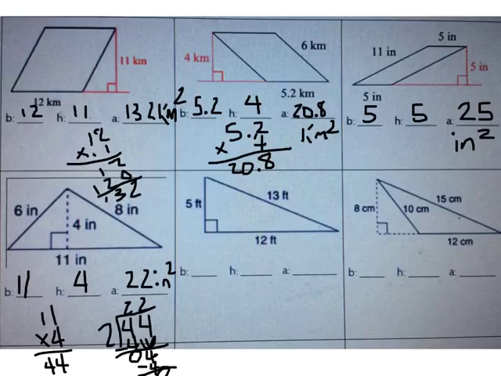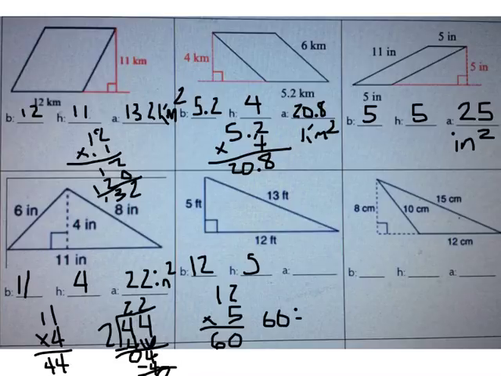Let's look at the next triangle. What's the base? It's 12 feet. What's the height? It's 5 feet because 5 is at a right angle to the base. So what's the area? Well, 12 times 5 is 60. And 60 divided by 2 is 30 square feet.